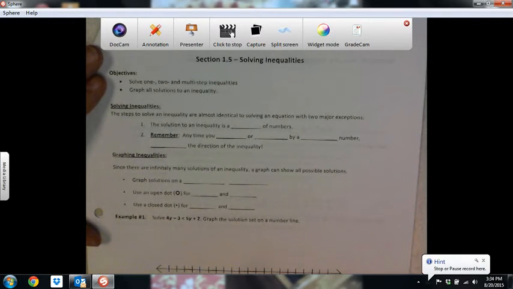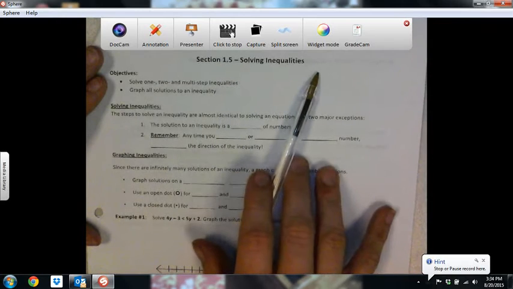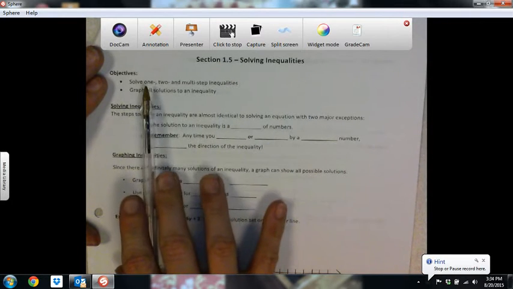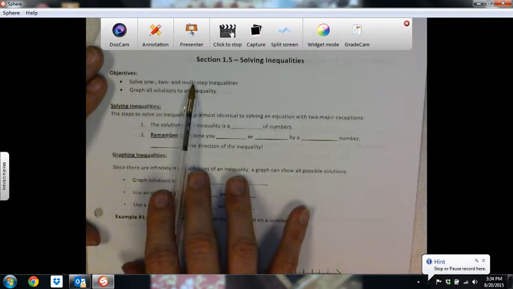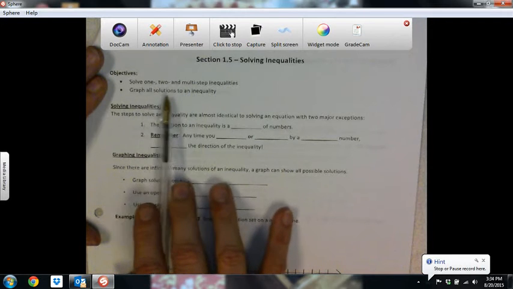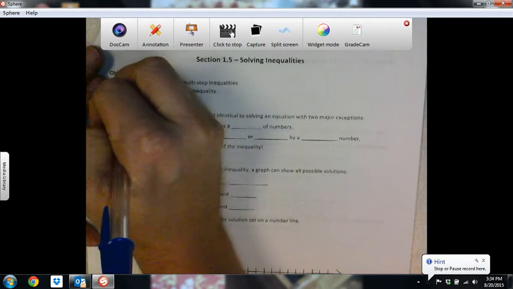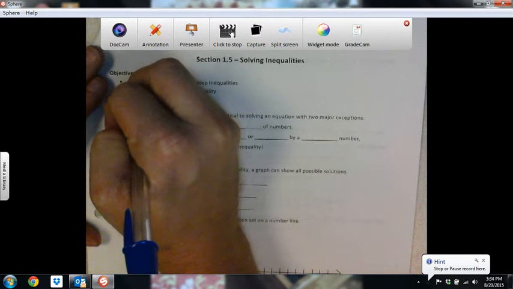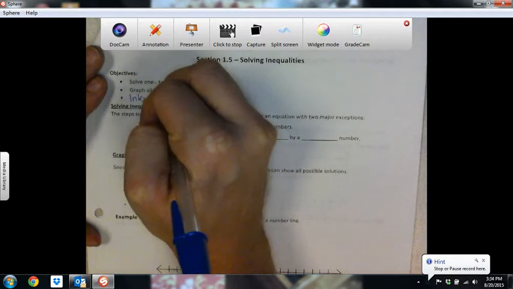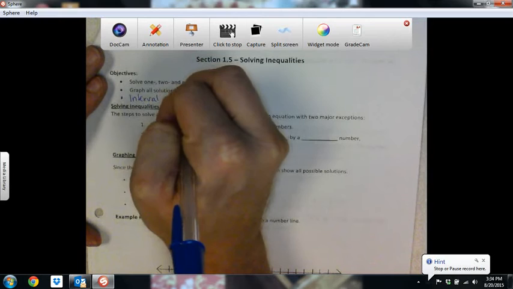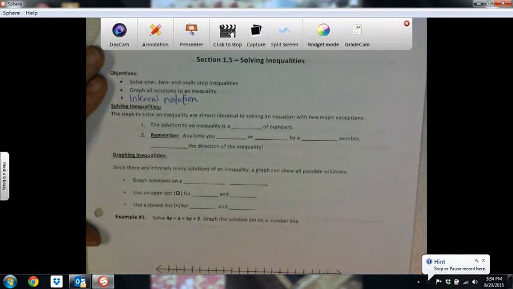Good afternoon. We want to talk today about solving inequalities. Our objectives are to be able to solve one, two, and multi-step inequalities, to graph the solutions to an inequality, and then a third objective that's not listed here is to talk about interval notation. We'll talk about interval notation today, but it will be something that we come back to again quite a few times before the end of the chapter.